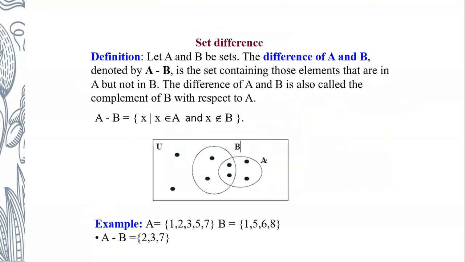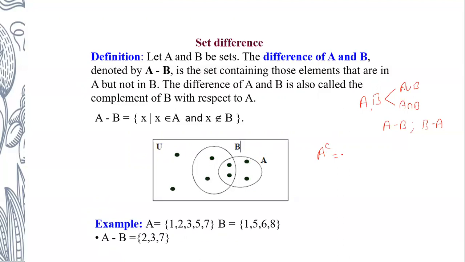Now, set difference. When you take two sets A comma B, we have already applied two operations. One is A union B, another one is A intersection B. Now I'm applying one more operation, A minus B. Of course, I can define A minus B as well as B minus A. Now, what do you mean by A minus B? This is just like a complement, just like the previous one. For example, just now I told you what is A complement.